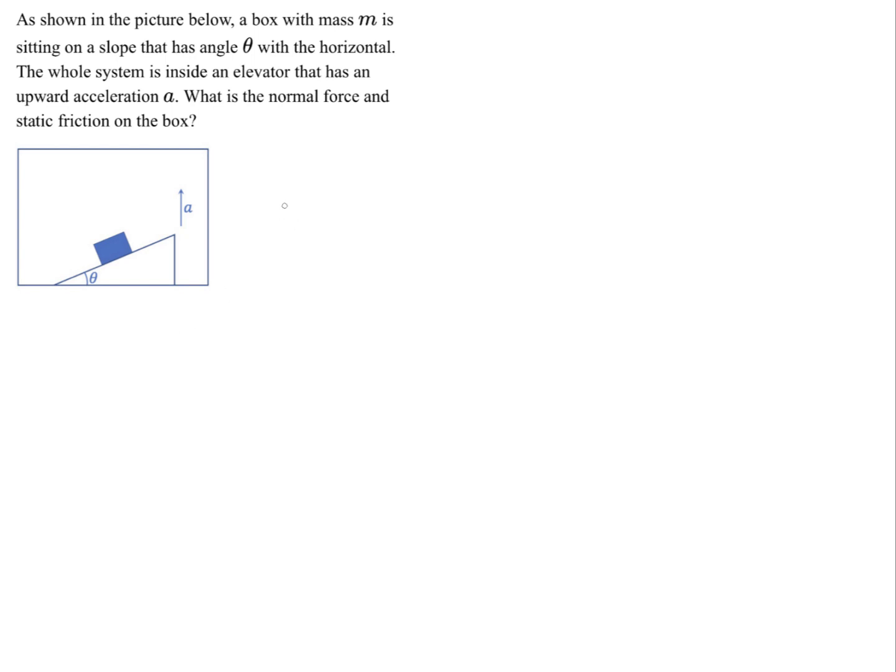So, first let's establish a reference system. For mine, I'm going to say that the positive x direction is the direction parallel to the slope going in the upward direction. And the positive y direction is the direction perpendicular to the surface of the slope. Now, based on that, I'm going to draw a free body diagram for the box.